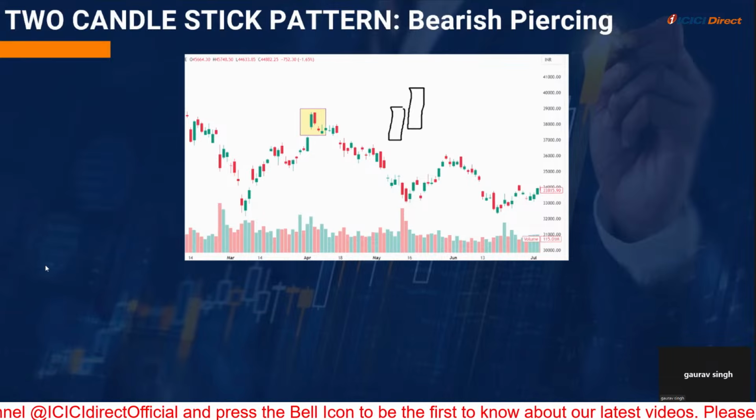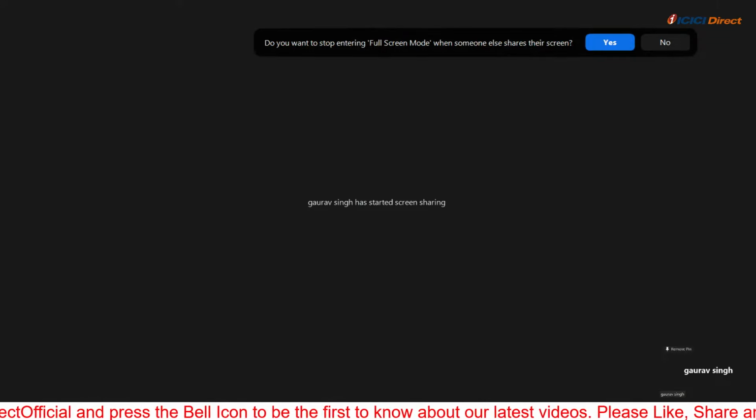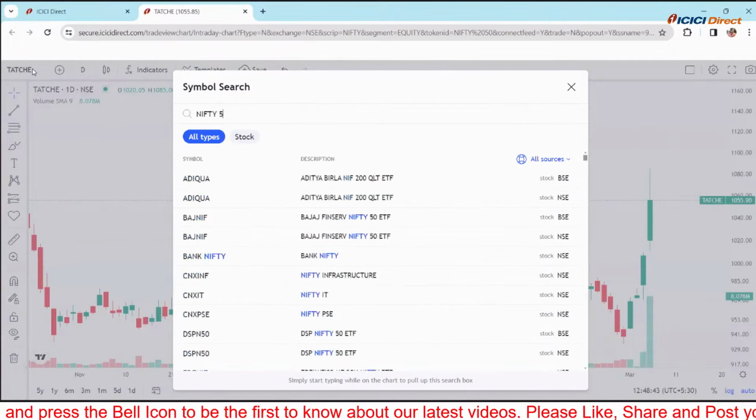So we'll see something in Nifty's chart again, and from there I'll try to see this in Nifty's chart. So I'm coming to Nifty 50.